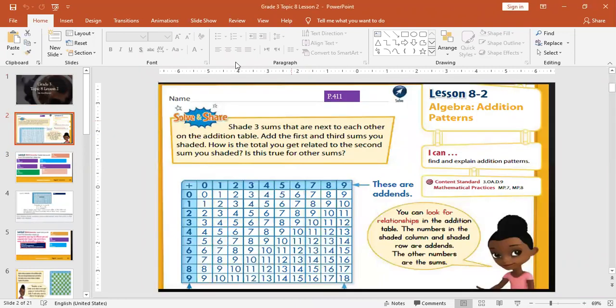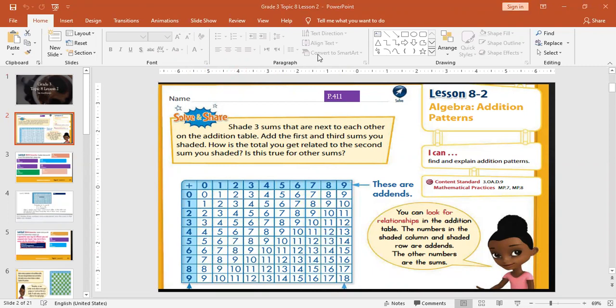It was so fun. Solve and shade 3 sums that are next to each other on the addition table. Add the first and third sums you shaded. How is the total you get related to the second sum you shaded? Is this true for other sums? So here I have this table. It is from 0 to 9 here, and in the second row, if you see, we double the 0, so it is 0, 0, 1, 2, 3, 4, 5, 6, and then we double the 1 here, we double the 2 here, we double the 3, and it's very awesome.